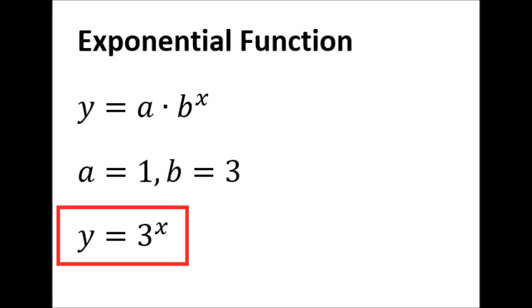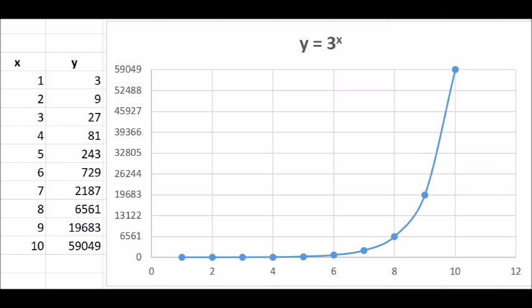y equals 3 to the x. Pulled from the last lesson, here's the data table and plot for x equals 1 to x equals 10. Notice the y-axis has a maximum value of 59,049.